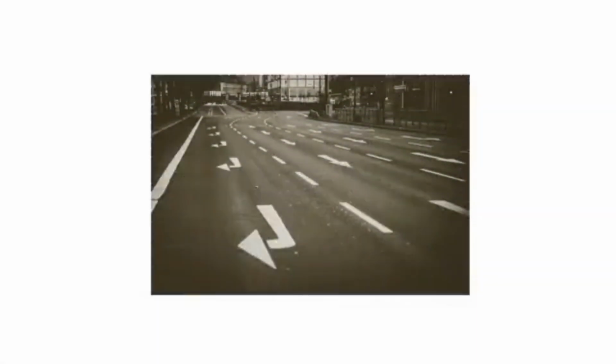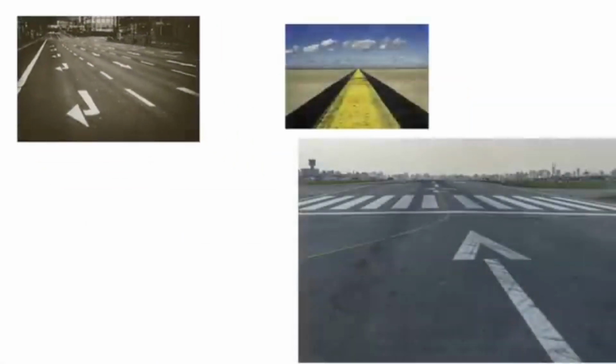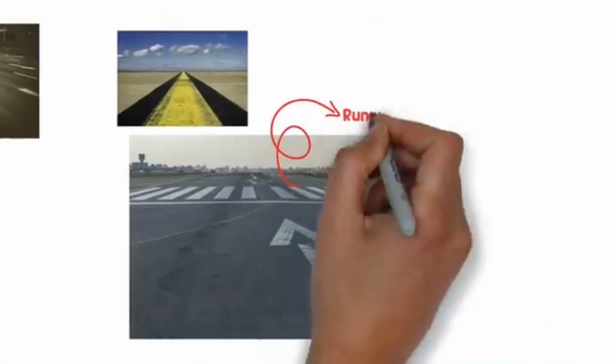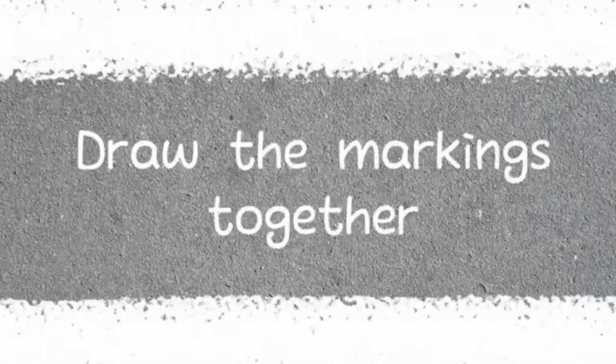Lines and numbers on a road, there are many markings on a runway. And these markings each have their own meanings and rules. From now on, let's see what they mean by drawing the markings on a runway surface together.